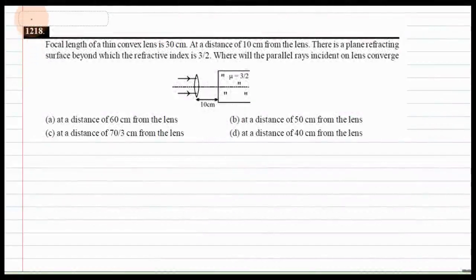Hello students, now we will discuss question number 1218. In this question it is given to us that the focal length of a thin convex lens is 30 cm.